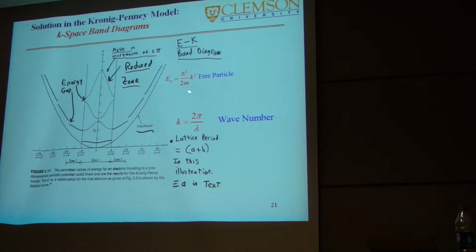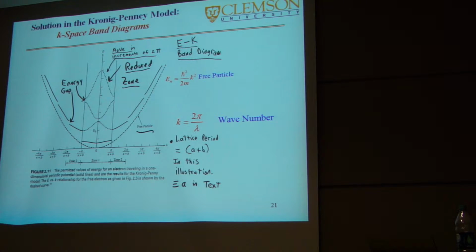And the energy equation would look like this. It would be proportional to k, where k is a wave number. It's just a way of writing inverse wavelength. And it would look like this dotted line. It's just a parabola. It's kind of easy to imagine. So it's a dispersion relationship. Energy is a function of k.